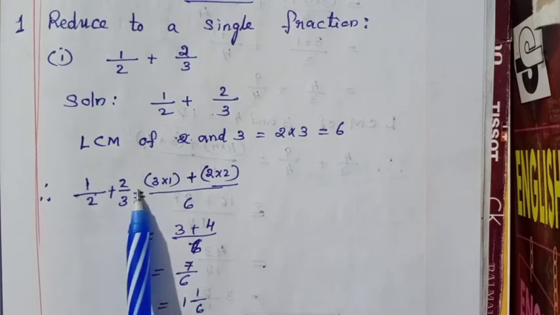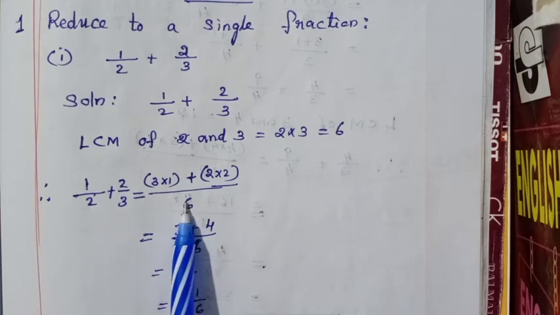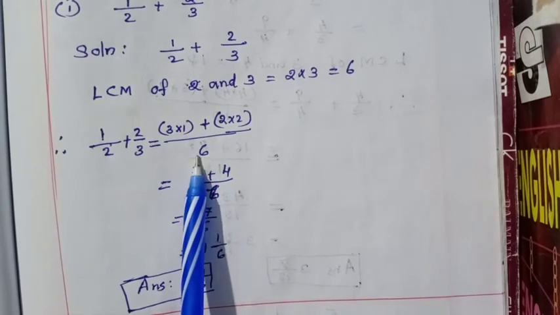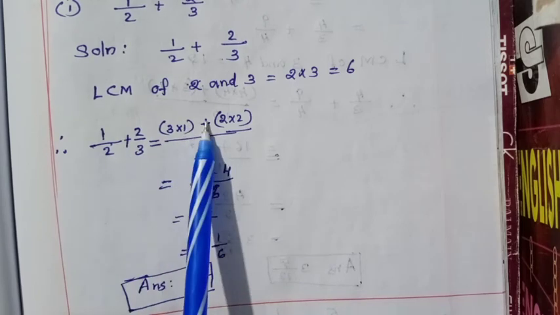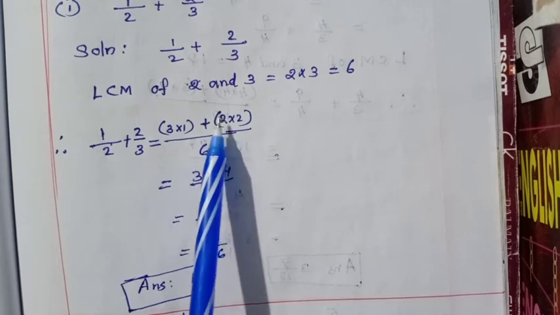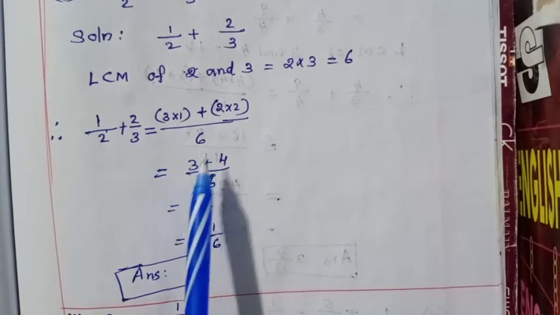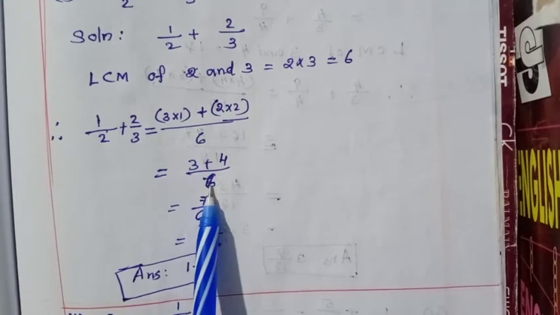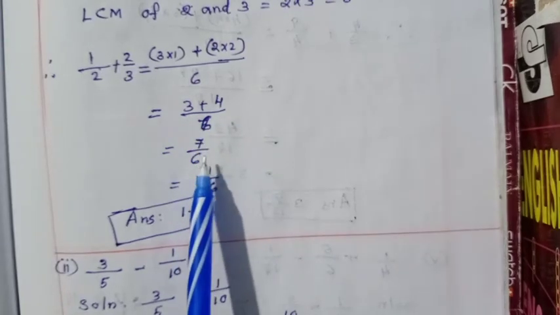Therefore 1 by 2 plus 2 by 3 equal to, LCM is 6, that is the common denominator. Now next we have to check 2 how many times in 6, that is 3 times, into this 1, then plus. Next we check 3 how many times in 6, that is 2 times, into this 2. Then next step, 3 into 1 is 3, plus 2 into 2 is 4, all by the same 6. Then next 3 plus 4 equal to 7 by 6.